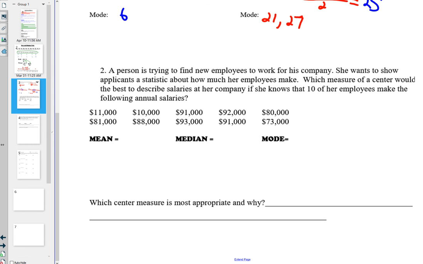Look, this last question today I already answered for you. Which center measure is most appropriate and why? I haven't even done the problem, but I already know what the answer is going to be there. Which center measure is usually the most appropriate? The median. Why the median? It's less susceptible to extremes.